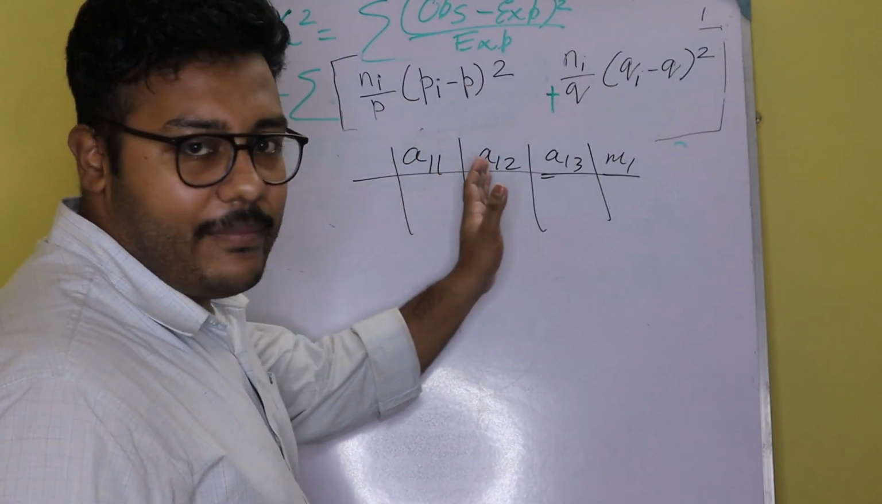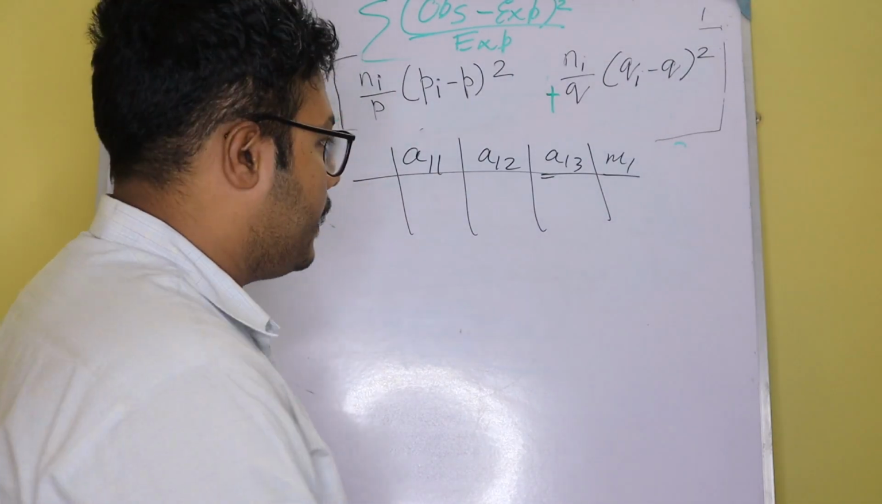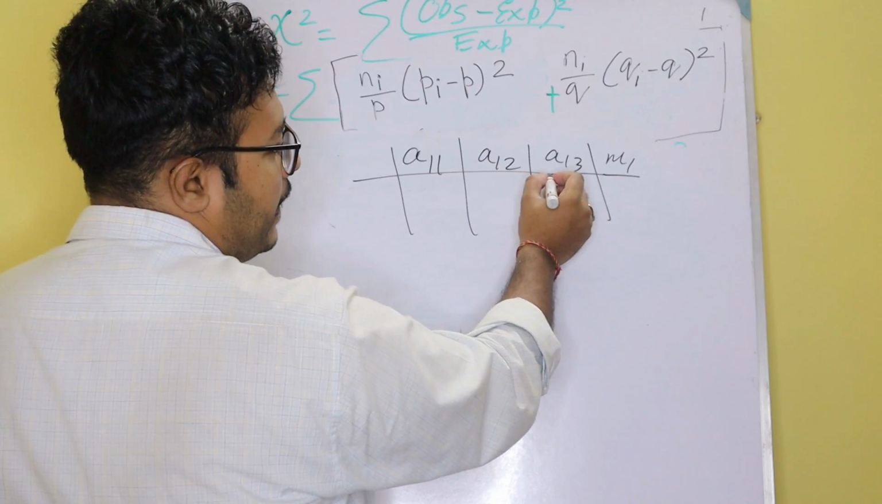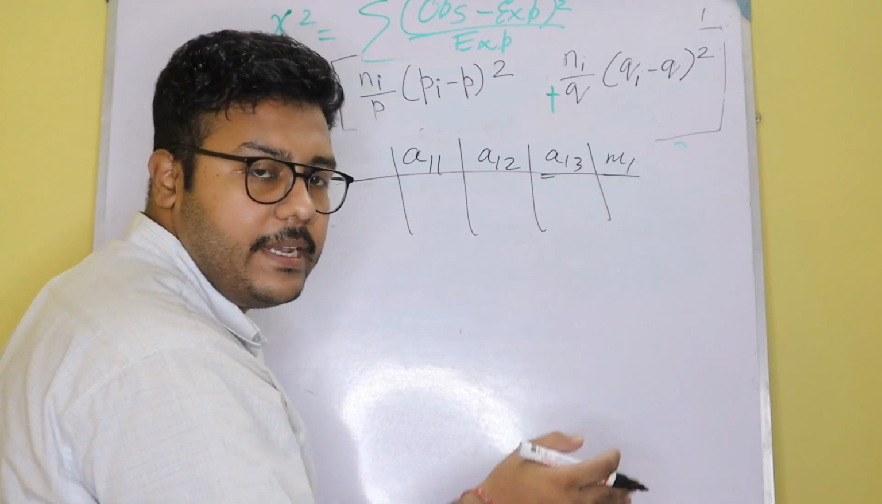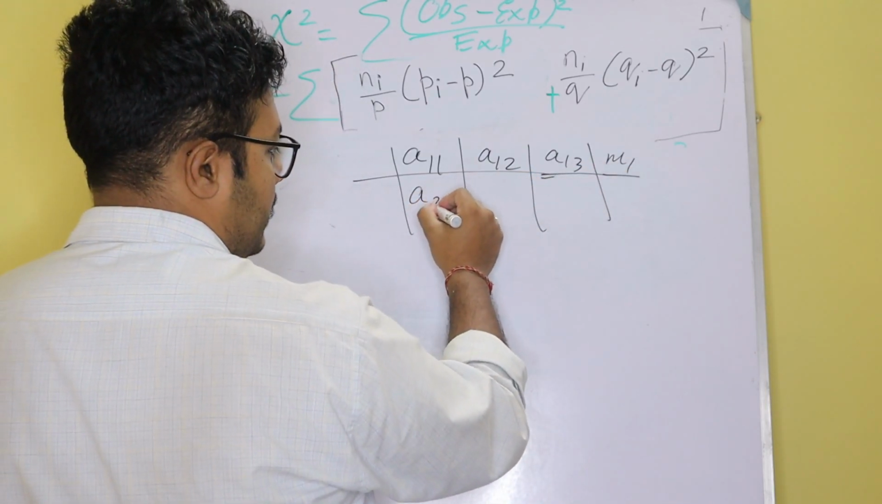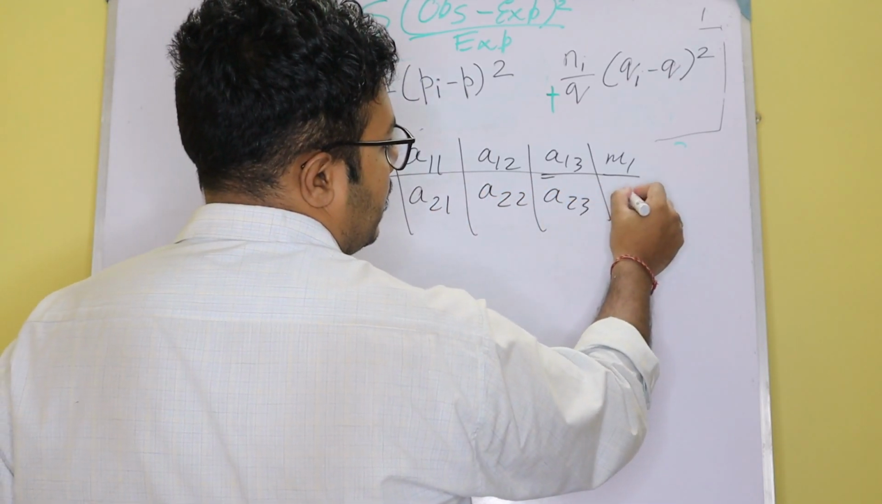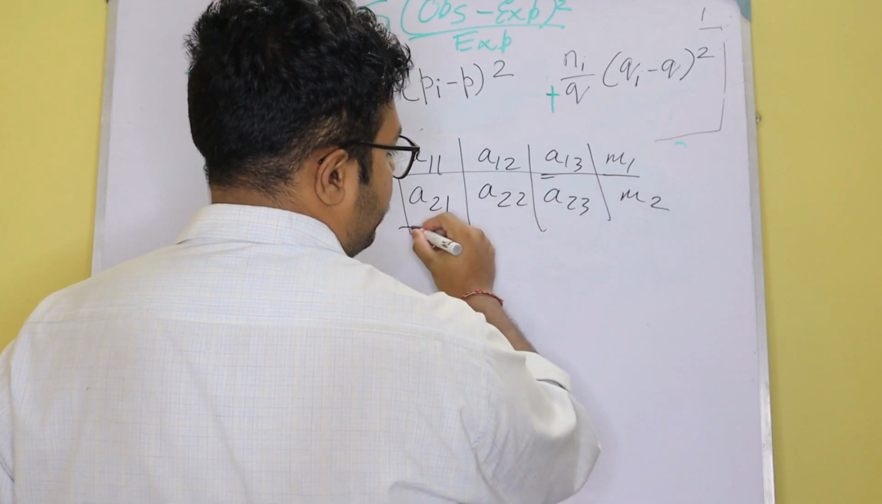Now see, I have made a contingency table here. Here the first elements are A11, A12, A13 and A1. The suffixes have similar meanings as I have discussed. This is A21, this is A22 and this is A23. This is M2.